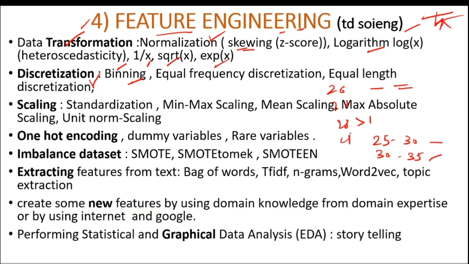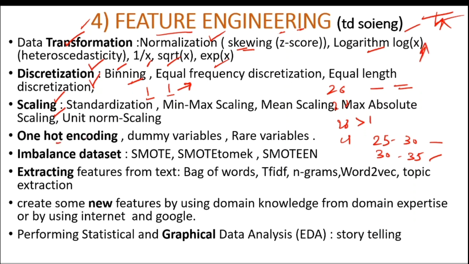So this is like binning. In this we are doing discretization. There are many methods. We can use equal frequency discretization, equal length discretization, and scaling. Scaling is required when we have different features and they all are on different scales. Then we need to do scaling. I have covered standardization and scaling in this video. You can check the link.